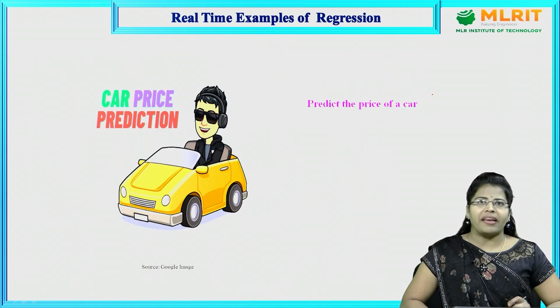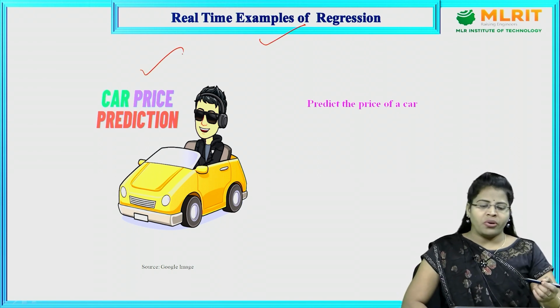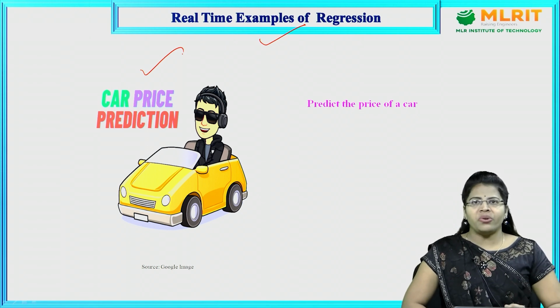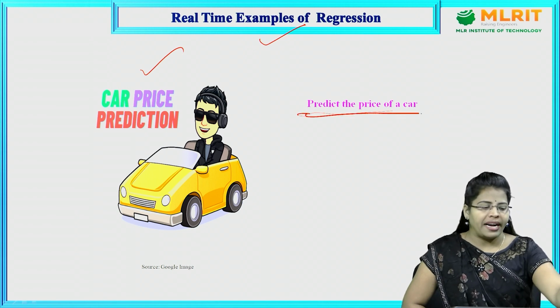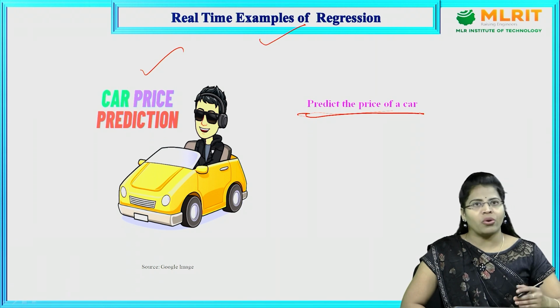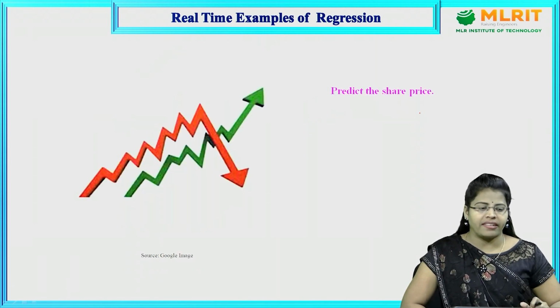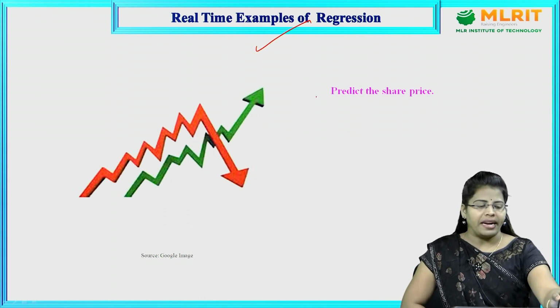One more real-time example of regression is car price prediction. Here, you are going to develop a machine learning model which is going to predict the price of a car. The details of the car specifications are provided to the algorithm, and based on that it is going to predict the price of the car.